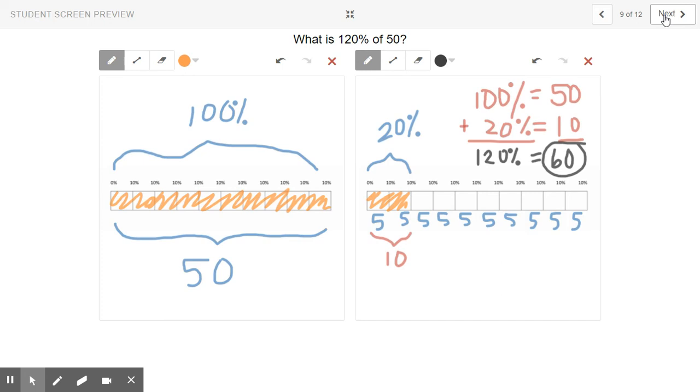What's 120% of 50? If I want to model 120%, now this percent is actually over 100. So what I had to do first is shade 100%, and all 100% equals 50. Then in the other one, I shaded 20%. But in this one, if the whole thing's out of 50, each 10% is 5. So 20% of 50 is 10. So I have to combine that. 50 plus 10 equals 60. Now another way without using percent model, 100% equals 50 plus 20% equals 10. So together it equals 60.